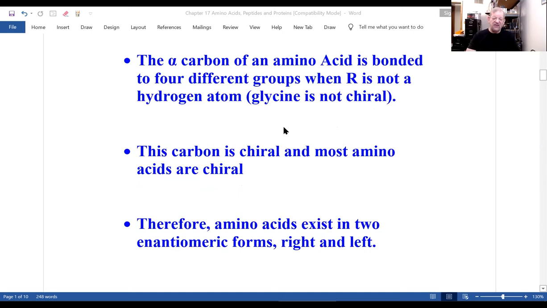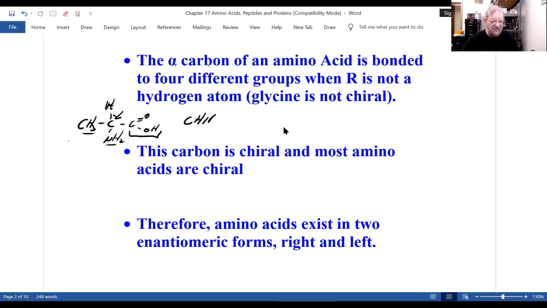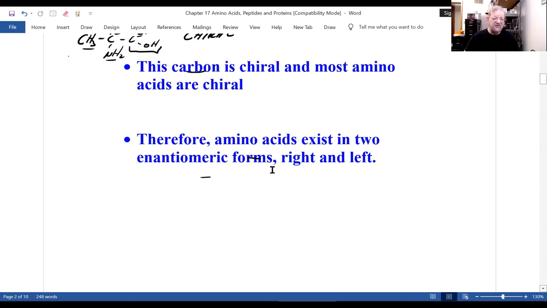So except for glycine, if you look at this carbon, it has a hydrogen, amino group, methyl, and this carboxylic acid. So this would be a chiral molecule, a chiral carbon. Molecules that have chiral carbons are chiral. And therefore, the carbon is chiral, and most amino acids are chiral. And that means amino acids can exist in two forms, both right and left.